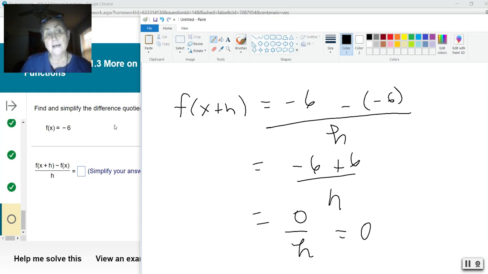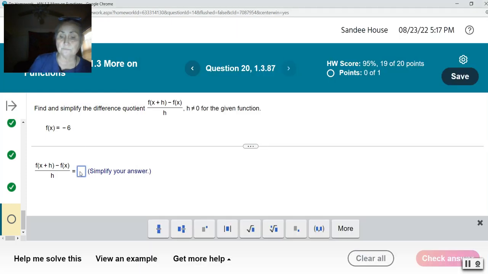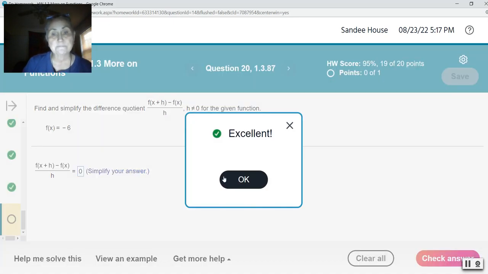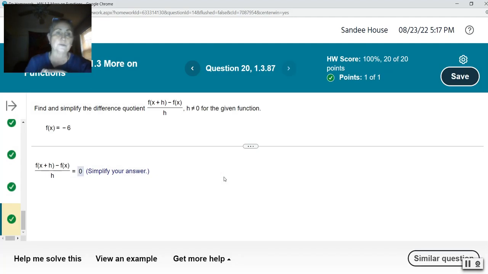Okay. But this is one that you could just generalize. If you have a constant function, there's no variable, this is always going to be 0. Why? Because like we said, negative 6 never changes. You can depend on negative 6. It'll be negative 6 every single time. Okay, so that wraps it up for the rest of the problems.